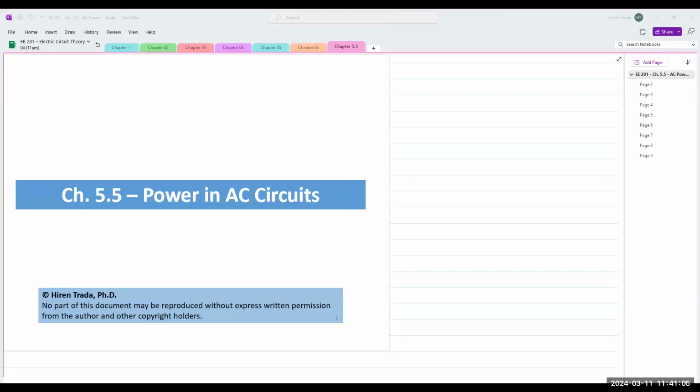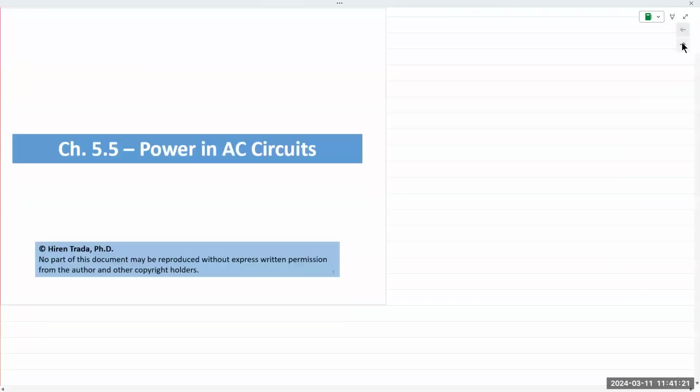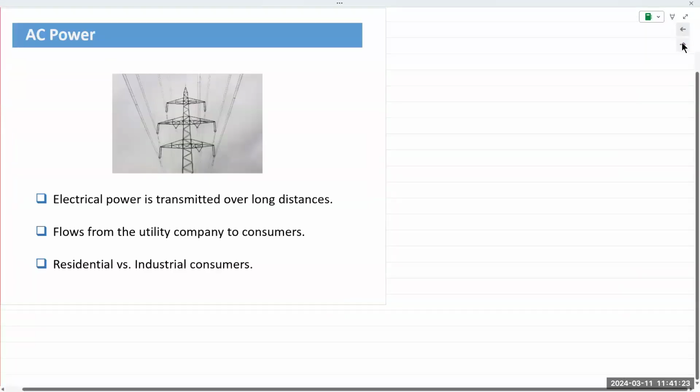AC power, our topic for today and for this week, actually. It's not very long, just a few slides, a little bit of theory, some equations, and then we'll look at a couple of examples on Wednesday. All right, so power in AC circuits. Why is it important? And what are we going to do about it?